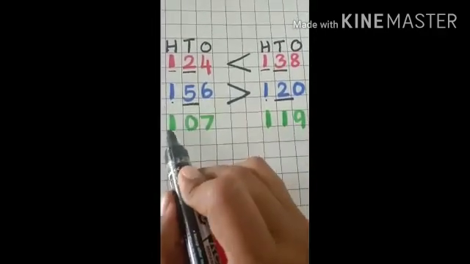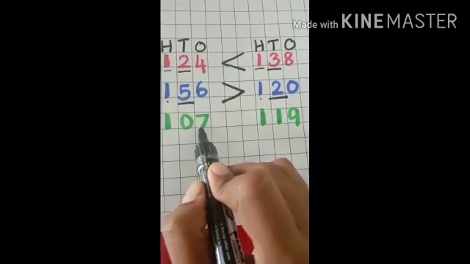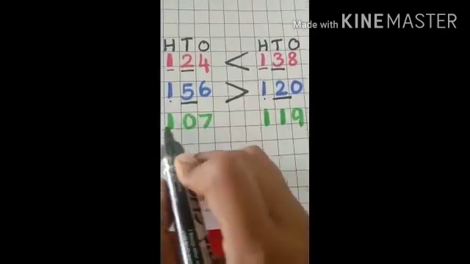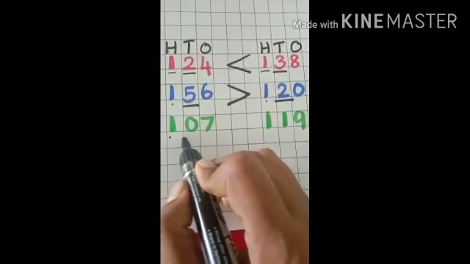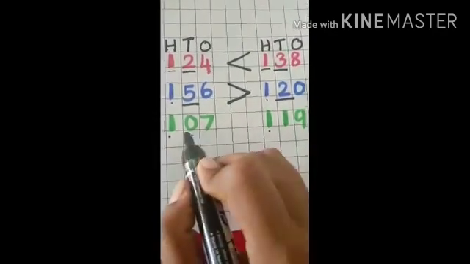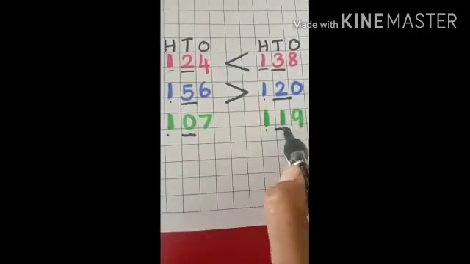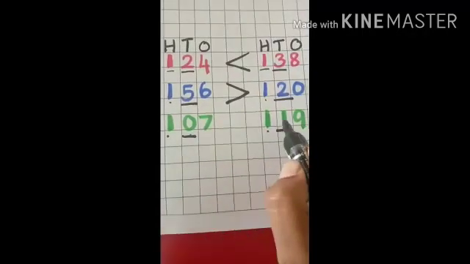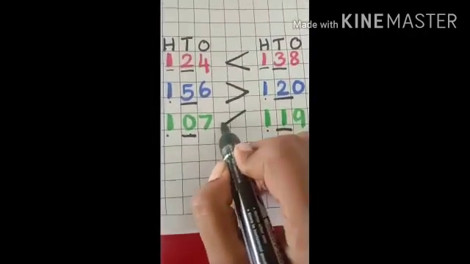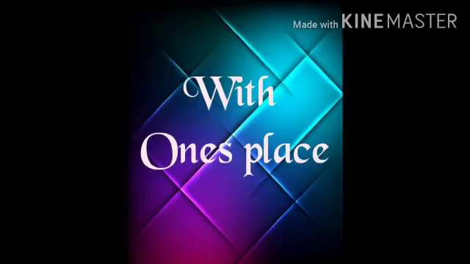The next number we got 107. And 119. Here in the hundreds place we got 1. In the next number also 1. So we are jumping to the tens place. There are 0 and there 1. So which is the greater number, 0 or 1? Yes, 1 is the greater number. So the crocodile mouths open towards the greater number 119.